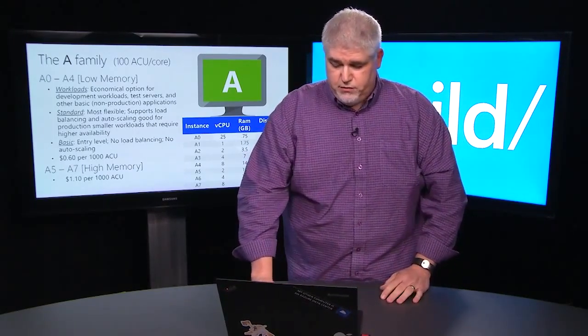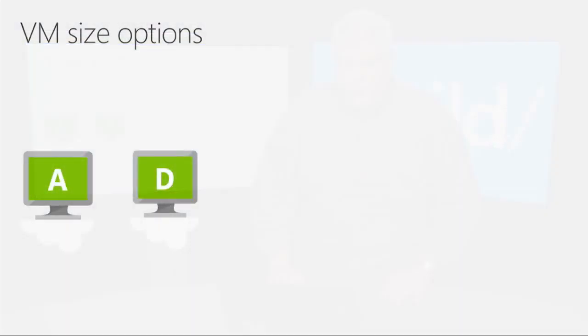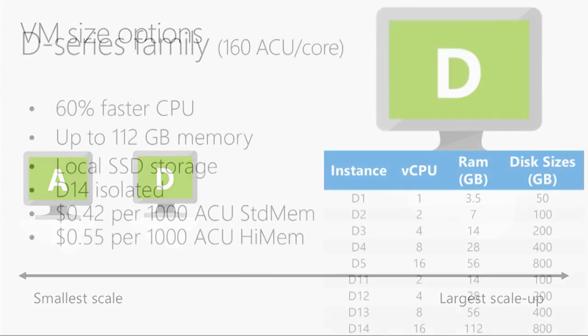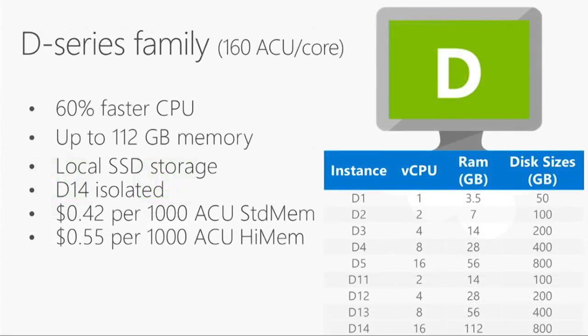All right, let's jump into the next family, which is our D series. In 2014, we announced the D series, and the biggest difference with the D series compared to the A series is we introduced the Intel Sandy Bridge CPU. So we see a huge performance gain, which you'll see here. The D series included, with that Sandy Bridge, 160 ACUs per core, which is a 60% increase over our A family. So it's a lot of speed.